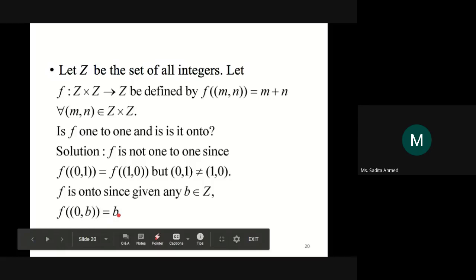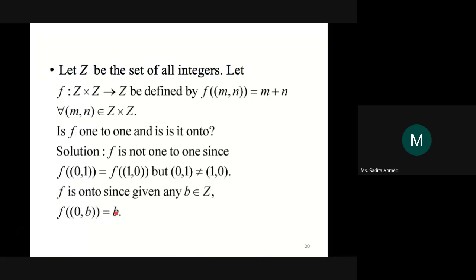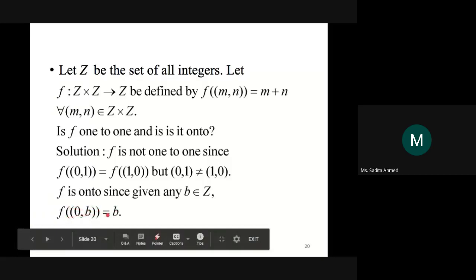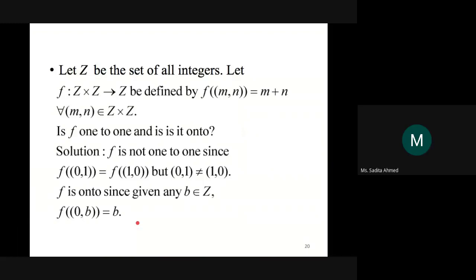Whichever integer you want as the result, if you set n equal to that integer, what do we have to do? Basically, we have to show that every integer can come here as a result. It is possible because if you set n equal to that integer and m equal to 0, 0 plus b will give you b. So it's possible to get any integer as a result for this function. Is that clear to everybody? Yes, miss.